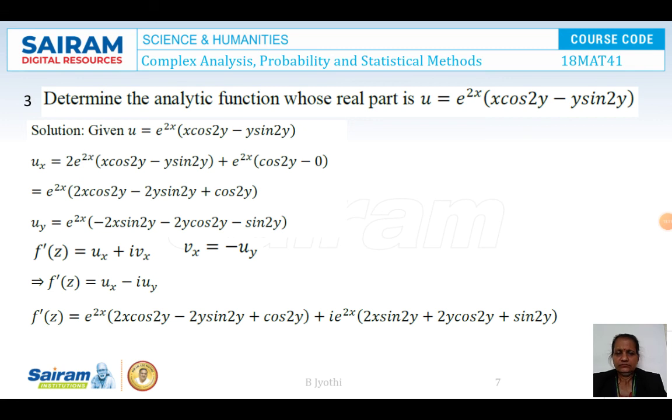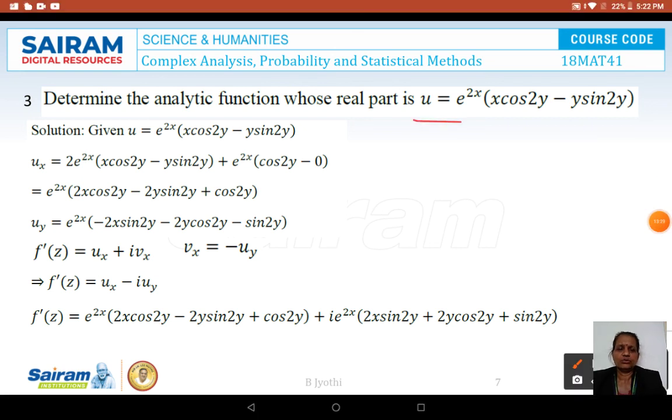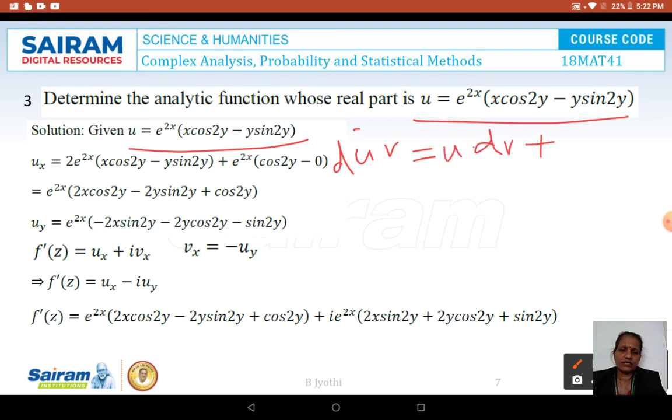Next, we will see the analytic function whose real part is given: u is equal to e power 2x into x cos 2y minus y sin 2y. Consider the given function and differentiate it with respect to x. As I told you, the uv rule has to be applied. The derivative of uv is u dv plus v du, where u is e power 2x and v is x cos 2y minus y sin 2y.